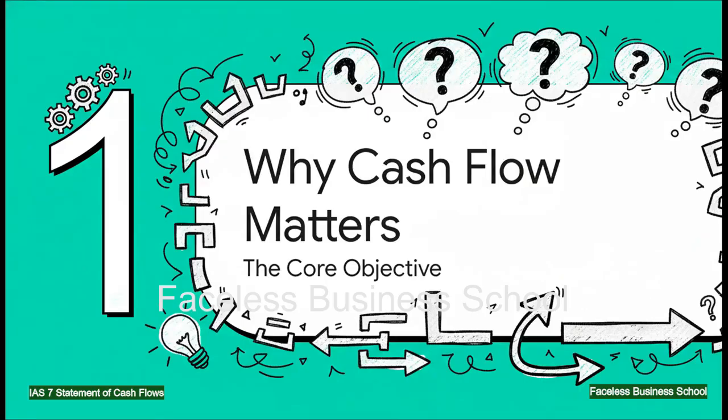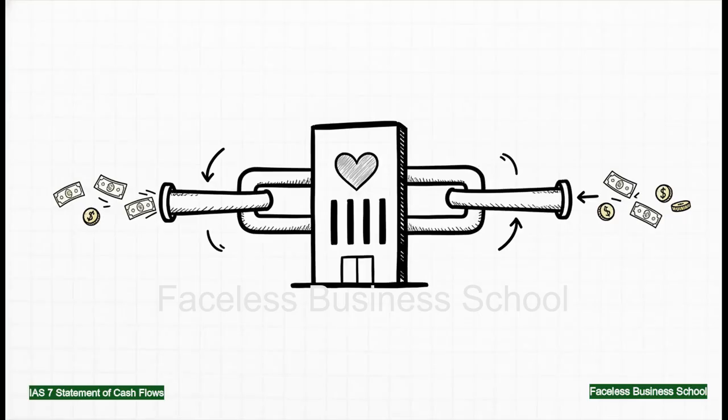Okay, so first things first. What's the whole point of this statement? Why do we even have it? It really boils down to just one thing: tracking the real, actual movement of cash. You see, the income statement can be shaped by different accounting rules and estimates, but the cash flow statement tells you where the hard cash came from and where it went, no ambiguity. It is the absolute lifeblood of any business.